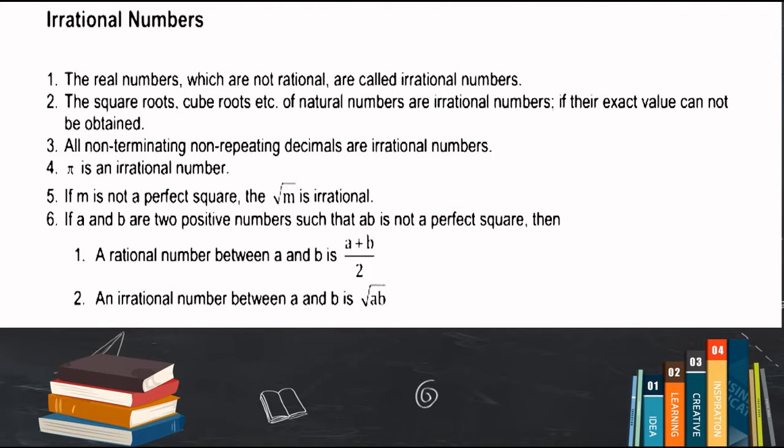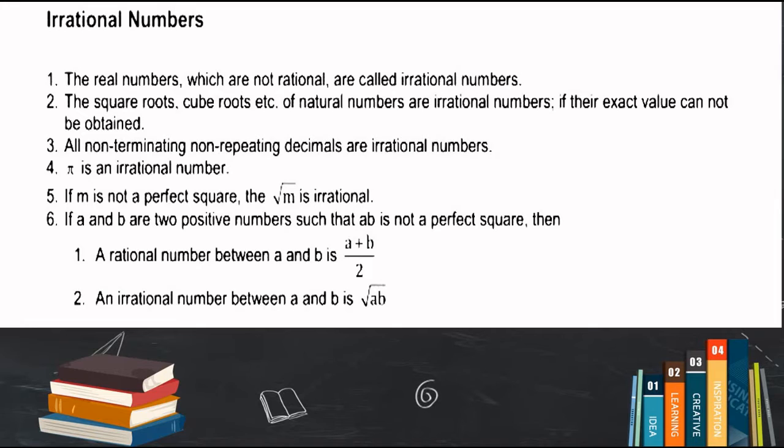So let's look at the first point. The real numbers which are not rational are called irrational numbers. The second point: the square roots, cube roots, etc. of natural numbers are irrational numbers if their exact value cannot be obtained. The third point: all non-terminating, non-repeating decimals are irrational numbers. The fourth point: pi is an irrational number as we have seen earlier. The fifth point: if m is not a perfect square, then root m is irrational.